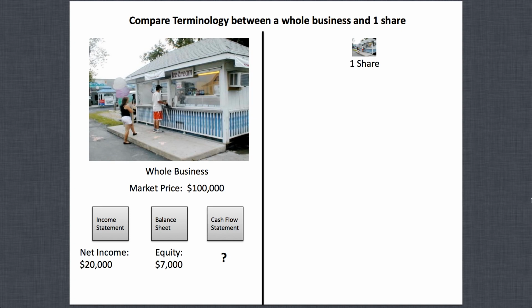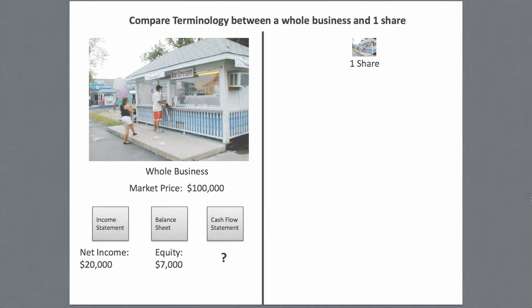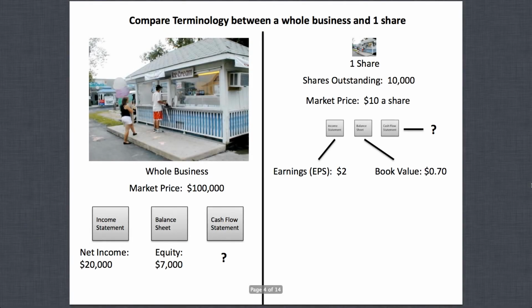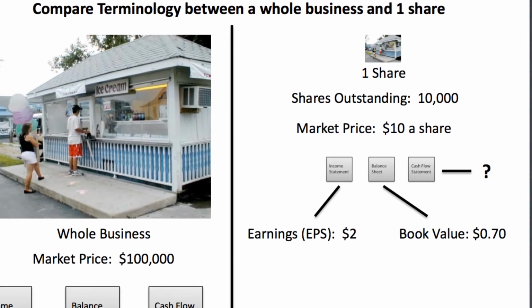Now, as we look at the one share of the business, which we've determined has been broken down into 10,000 pieces from that whole business that you see over there, let's take a look at how that terminology changes as we look at one share. Okay, so here we are, and you can see that we have one share. The total number of shares outstanding is 10,000. So we know our market price is $10 a share because we just took 100,000 divided by 10,000.